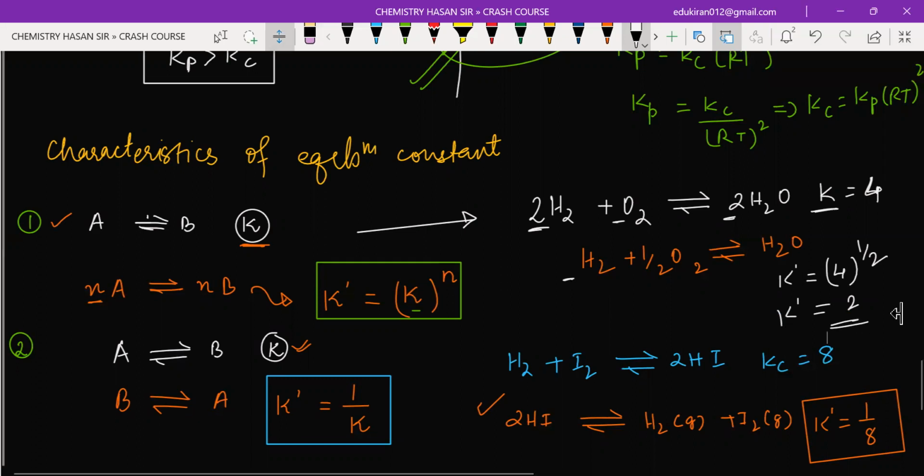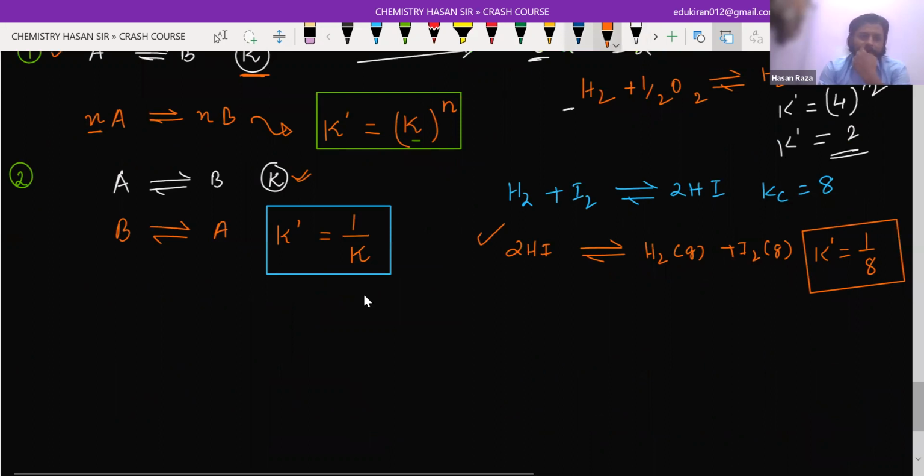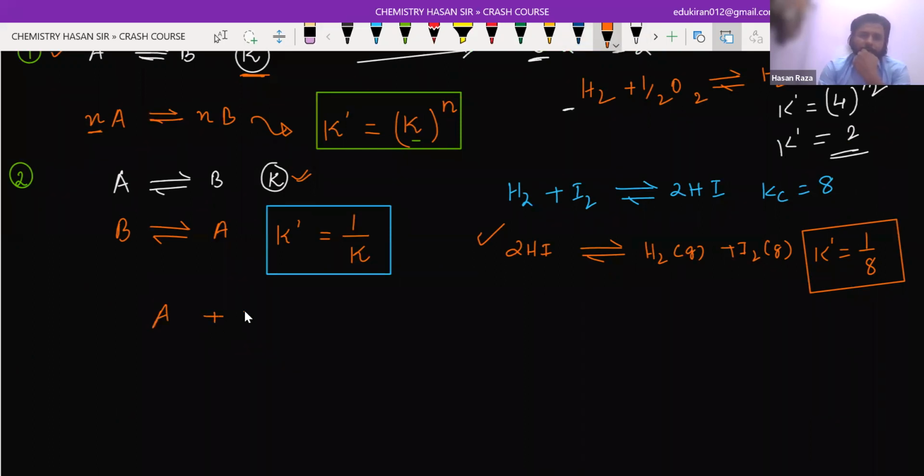Yes, sir. Okay. Last but not the least, if from A you are getting B, and from B you are getting C, with K1 for the first and K2 for the second, and there is a third reaction. You can see, this is very easy.